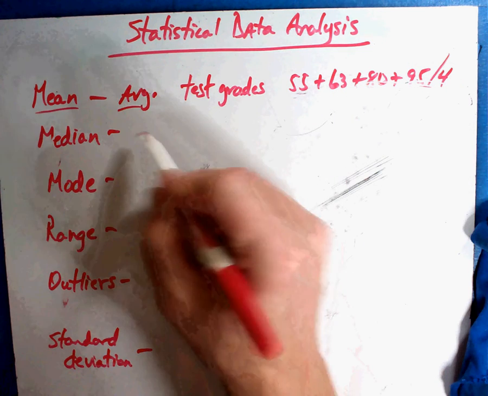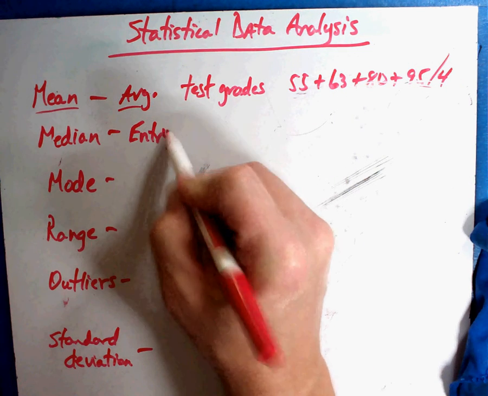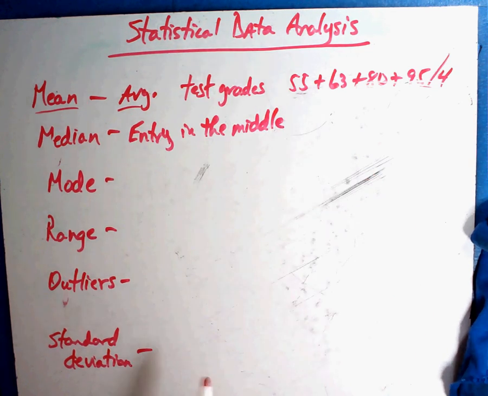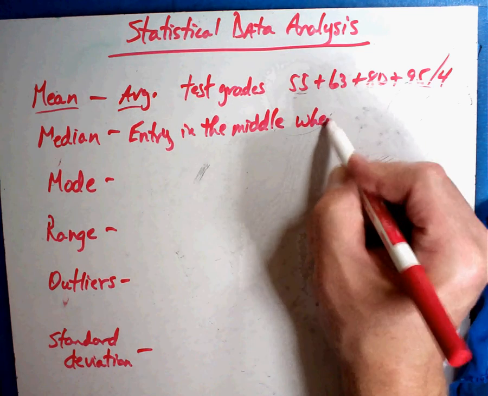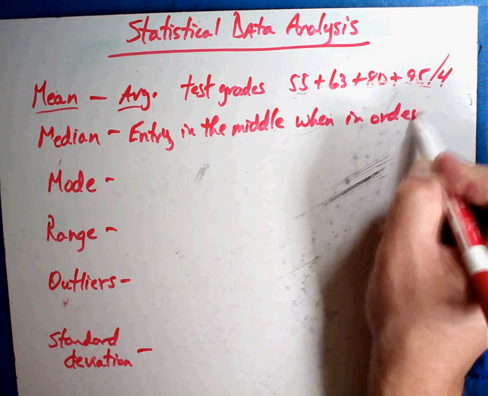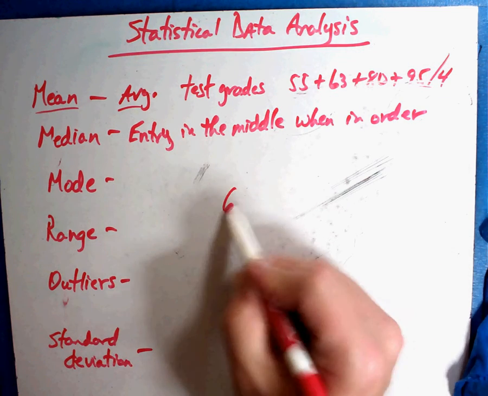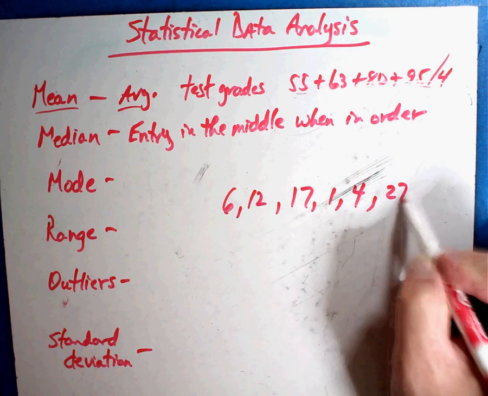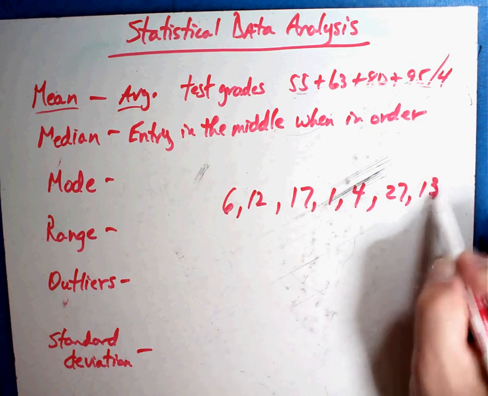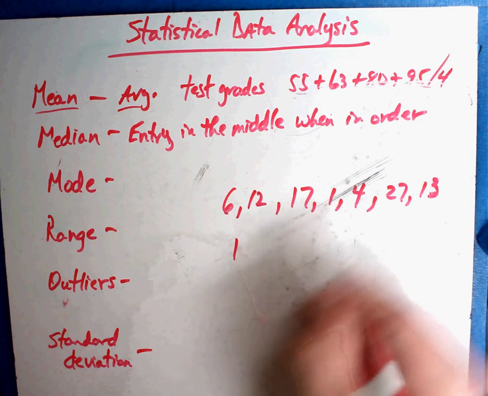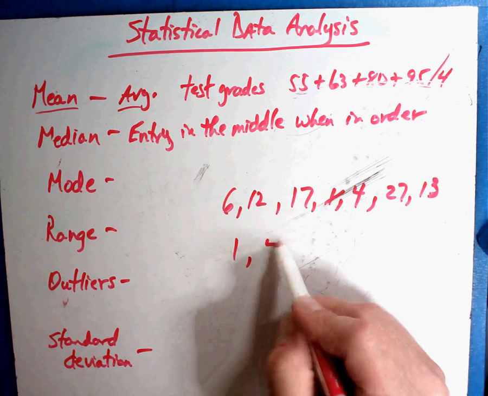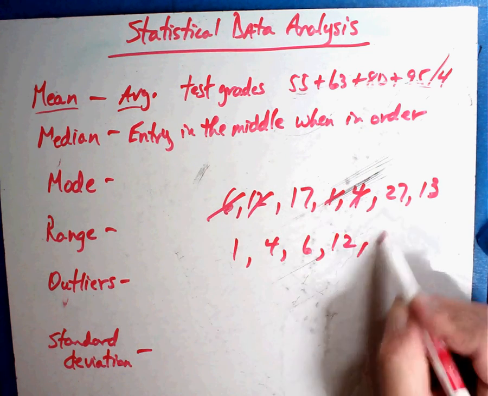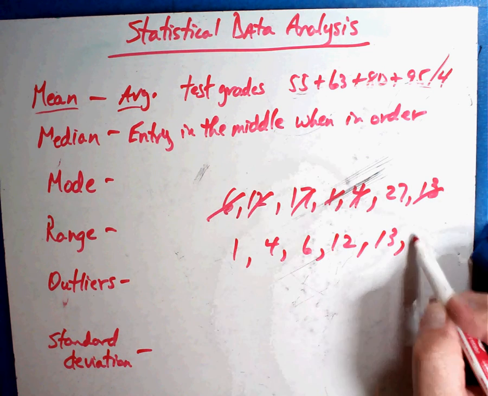Median is the entry in the middle when in order. I'm going to give you a list of numbers: 6, 12, 17, 1, 4, 27, 13. First thing you have to do is put them in order. So the order is 1, 4, 6, 12, 13, 17, and 27.